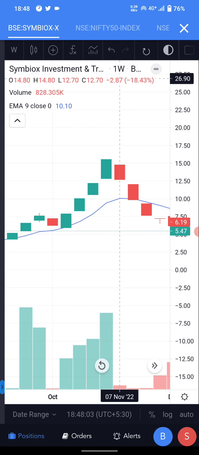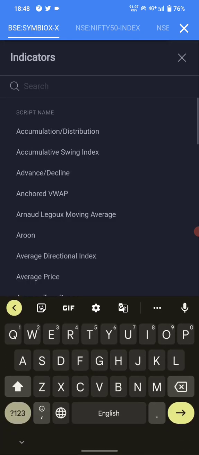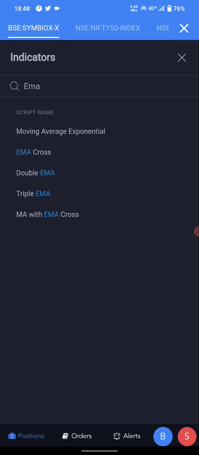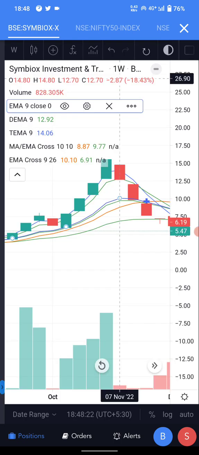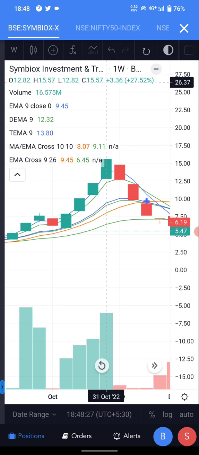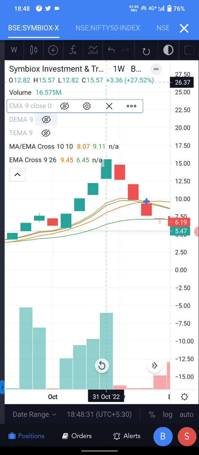And let's get into the next EMA, that is double EMA, triple EMA, MA with EMA cross. If you give a simple click on this, it is going to display on that, okay. EMA cross, yes, we have all these candles. Let me make this one invisible, double EMA, triple EMA, MA with this one also. Now we have EMA cross 9 and 26 only.